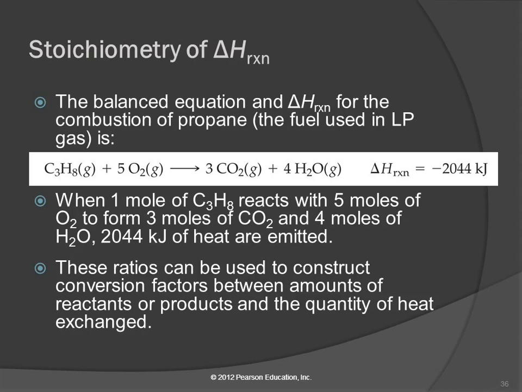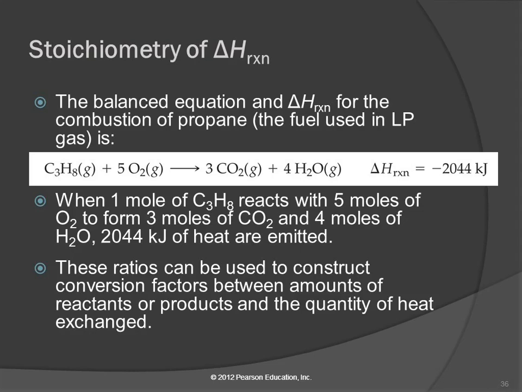So here's another combustion example. This is propane. Propane is what is in the LP cylinder. LP stands for liquefied propane. We have propane burning with oxygen, and this is going to release 2,044 kilojoules. That means when 1 mole of propane burns, you're going to get 2,044 kilojoules. When 3 moles of carbon dioxide are formed, 2,044 kilojoules are released. The negative sign just means that it's going out of the system.